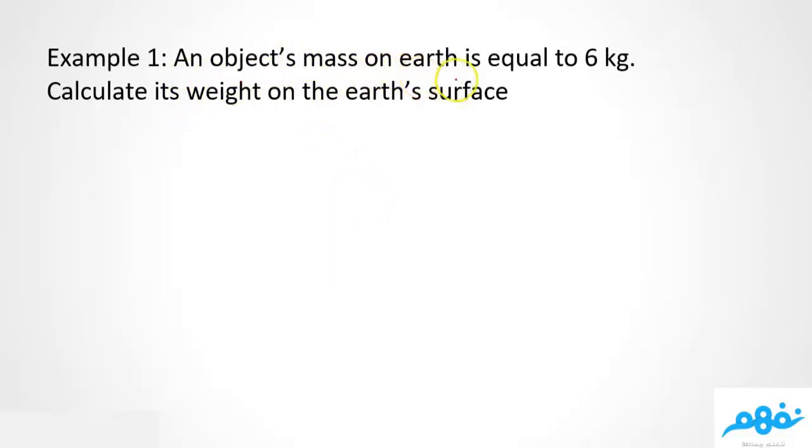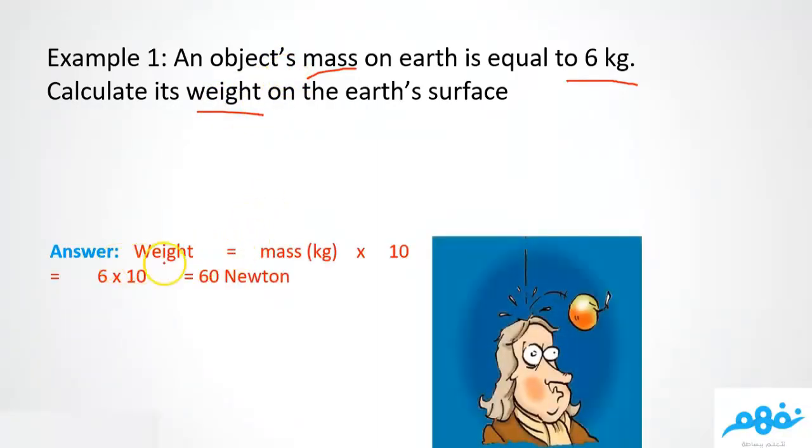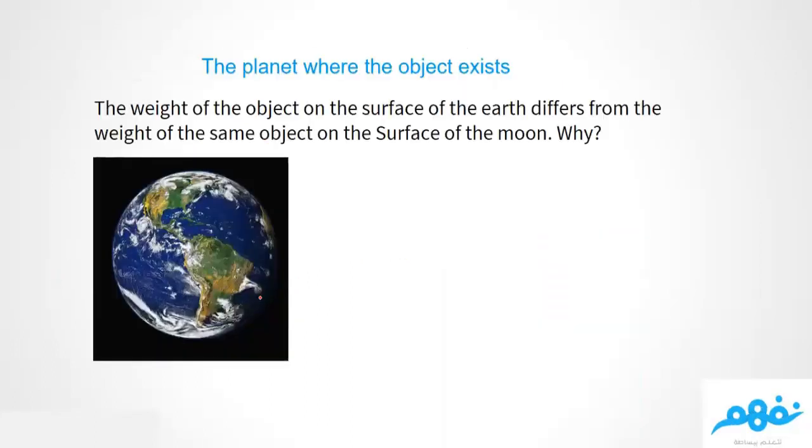Great. Now I'd like to look at this example, guys. An object mass on Earth is equal to 6 kilogram. And then I want you to calculate the weight on Earth. Great. So we have the mass of the object, which is 6 kilogram, but we don't know the weight. So let's remember what we said. We said the weight is equal to what? Exactly, mass times 10. Great. So how can we do this, guys? We're going to say that the weight equals mass, in kilogram of course, times 10. So 6 times 10 equals 60 Newton. Don't forget to put the Newton, because we measure weight with what? Exactly, the Newton. The second thing that affects the weight is the planet.